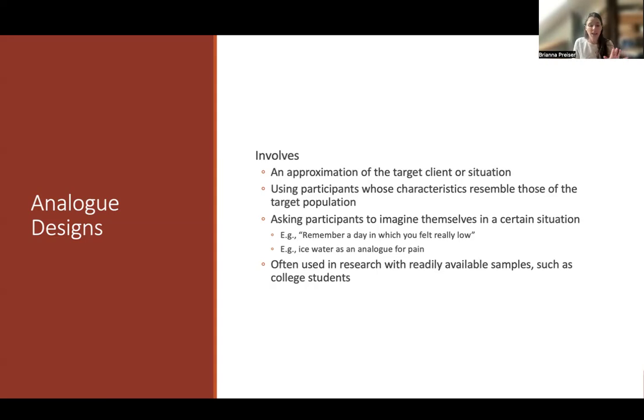And so this kind of study design is useful when it's not practical to study a clinical phenomenon as it's happening, and when they can use an analog study when the situation can be simulated in the lab.